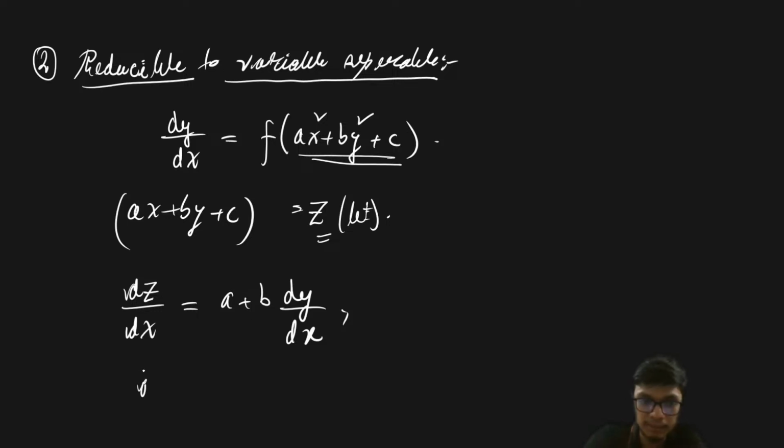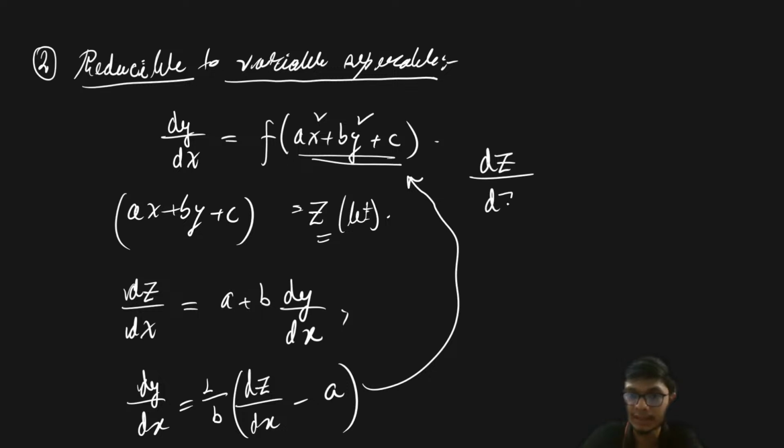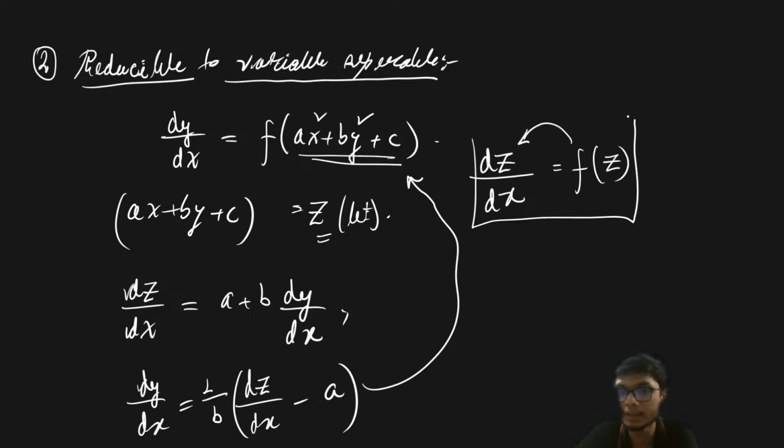In this case, our dy by dx is going to be equal to dz by dx minus a, the whole multiplied by 1 upon b. Then I will put this form over here, and the differential equation will be of the form dz by dx equal to f of z. Now this particular form is simply of the variable separable form. Once we get this form, we are easily able to get the solution as well.